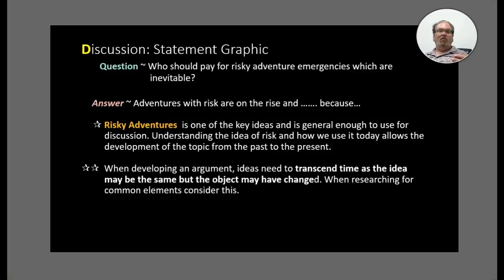Why do we risk? What kinds of risk? What are inhibitors? What blocks us from risk? That's maybe, the opposite is maybe harder. Why don't we risk? Why do we risk? Which one is easier to defend? When you develop an argument, it needs to transcend time. So if your idea is past, present, future, it's not too focused on one, the story is focused on one risk.